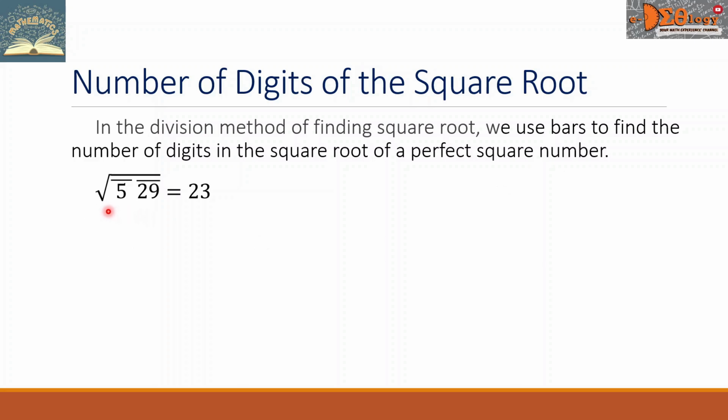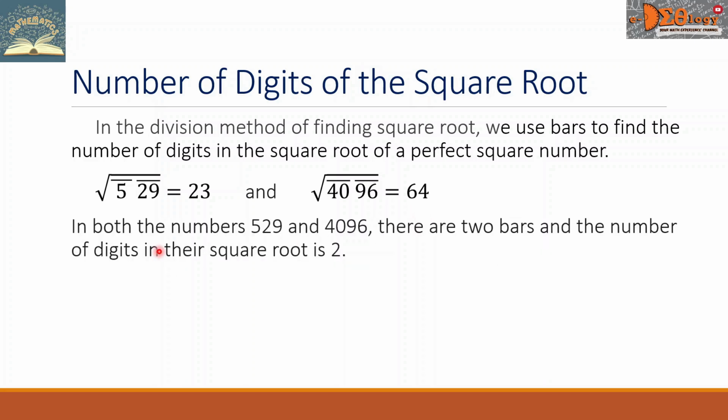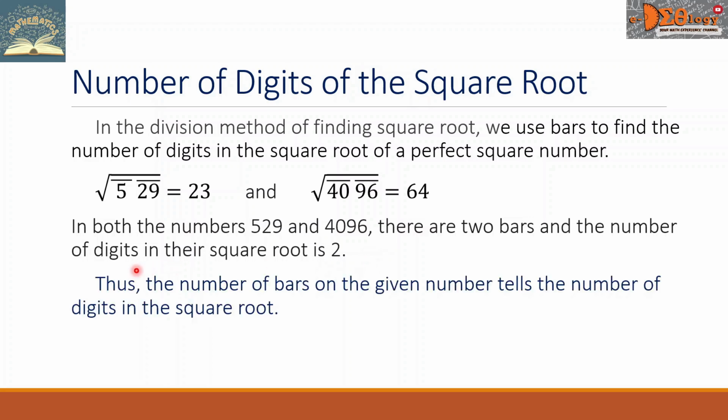Let's take the square root of 529, and that is 23. Another example, the square root of 4096. The answer is 64. In both the numbers 529 and 4096, there are two bars, and the number of digits in their square root is 2. Then we generalize. The number of bars on the given number tells the number of digits in the square root.